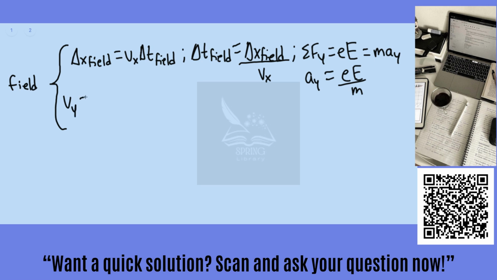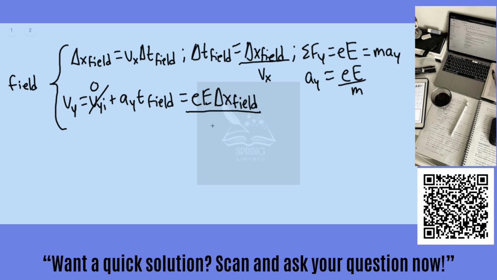We know Vy equals Vy initial plus a_y t of the field. So we can say that Vy initial is going to equal 0. And we know that this is going to equal e times the magnitude of the electric field times delta x of the field divided by m Vx. So at this point, we have evaluated everything in the field.